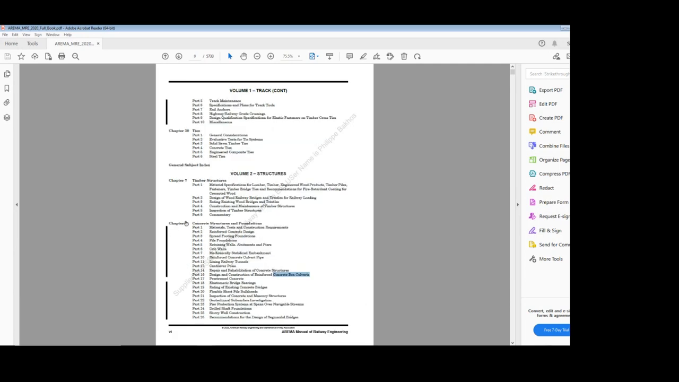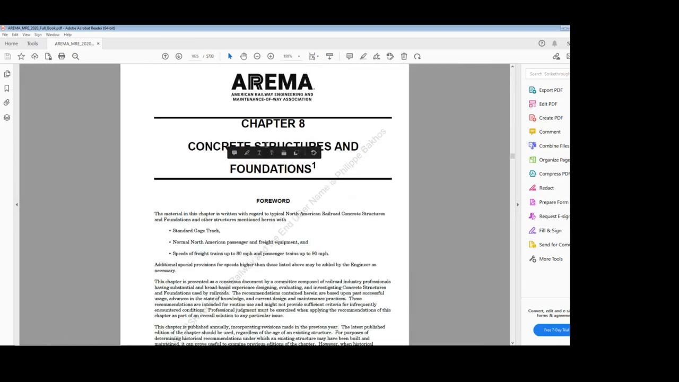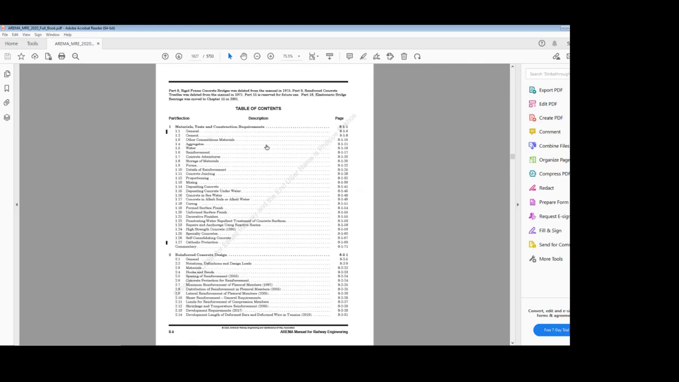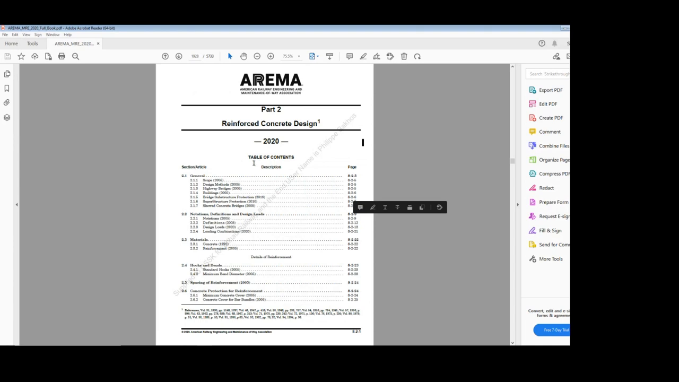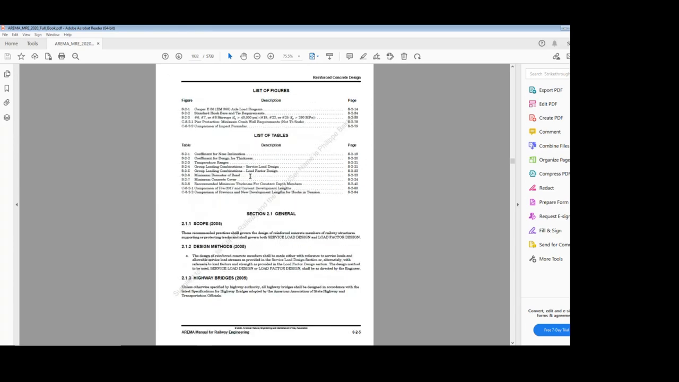Now start with chapter 8. As I said earlier, there are many parts or sections. One is for material test and construction requirements. Let's start with part 2, reinforced concrete design. In this, the general section gives the design methods and what is to be used for highway bridges. This is what I said earlier, AASHTO, the abbreviation for American Association of State Highway and Transportation Officials.